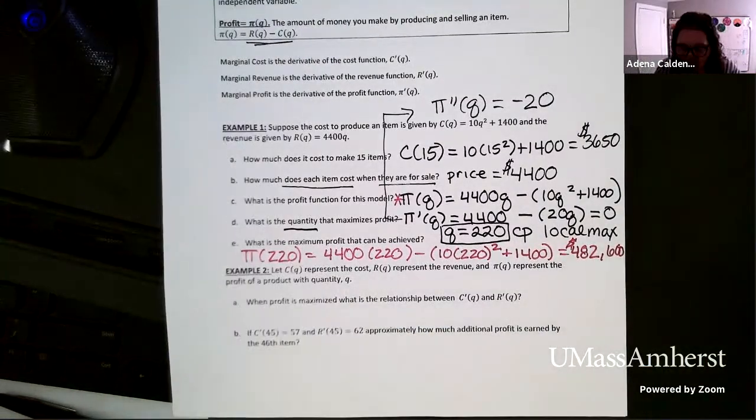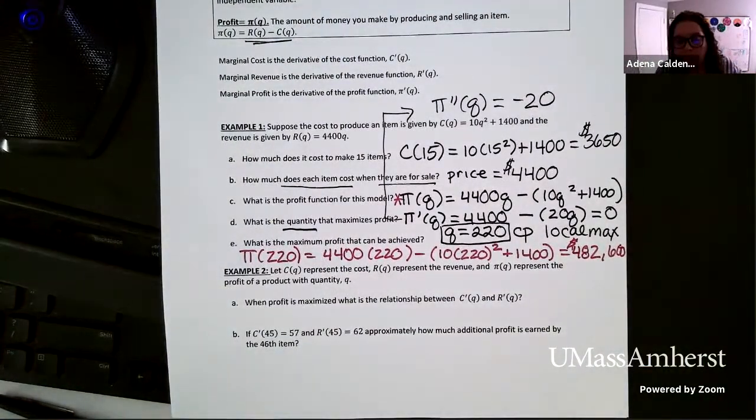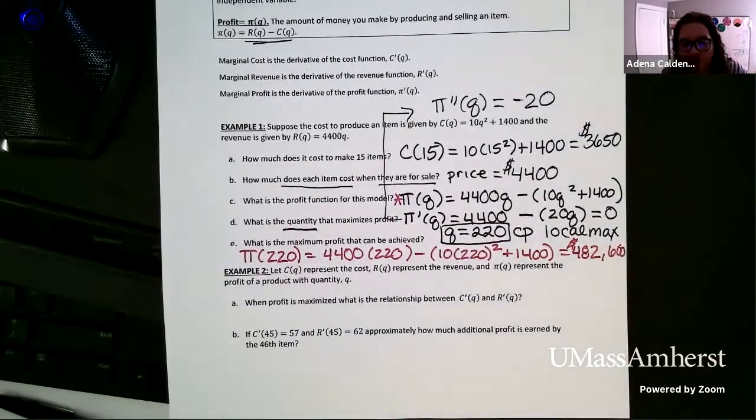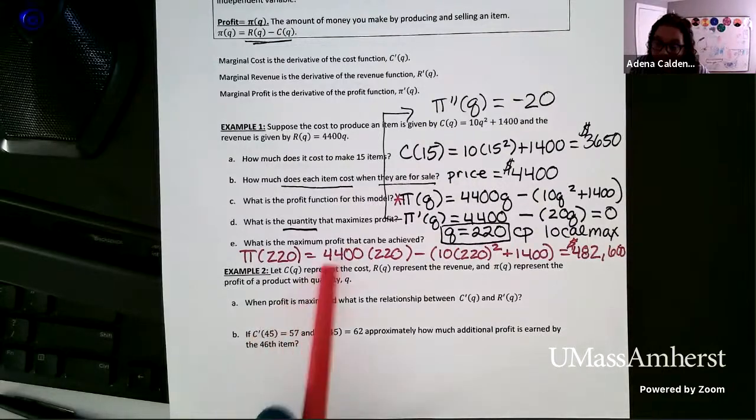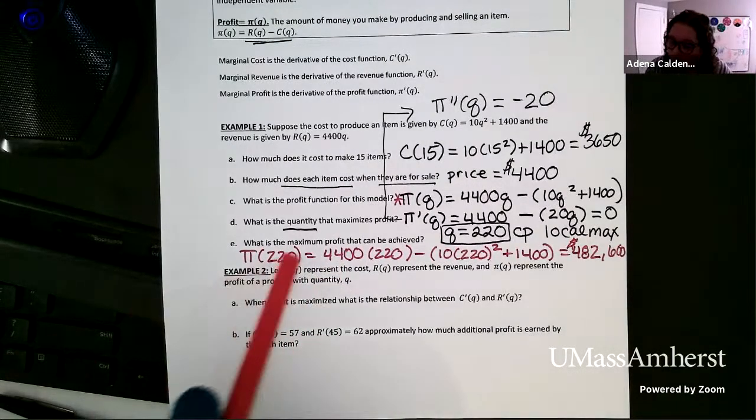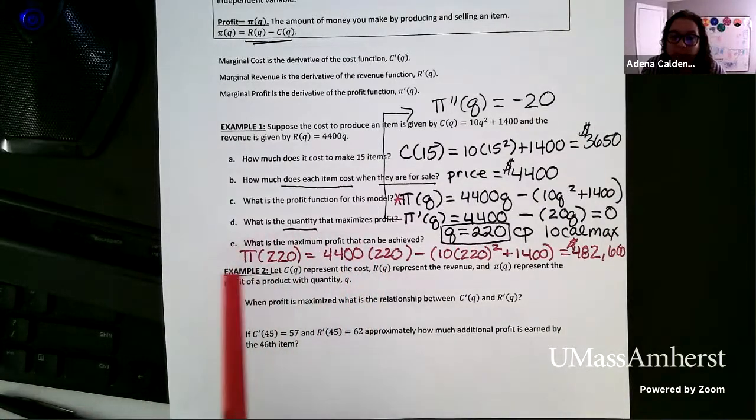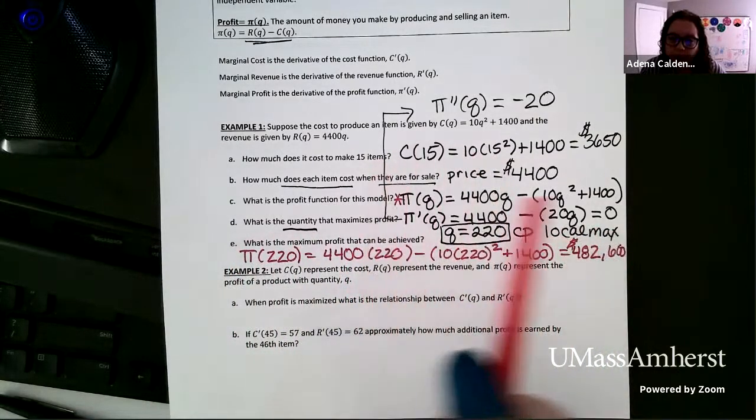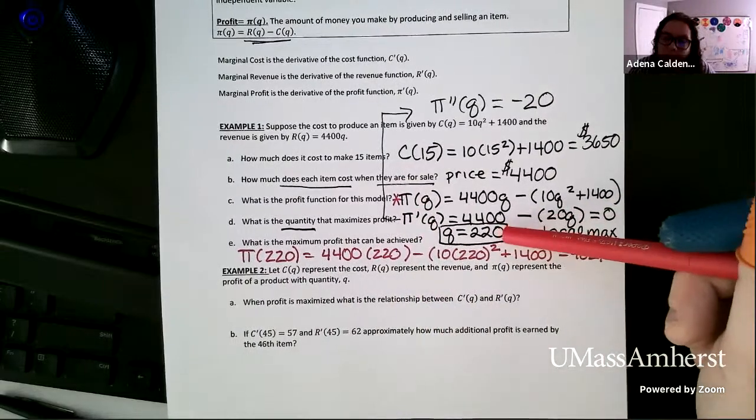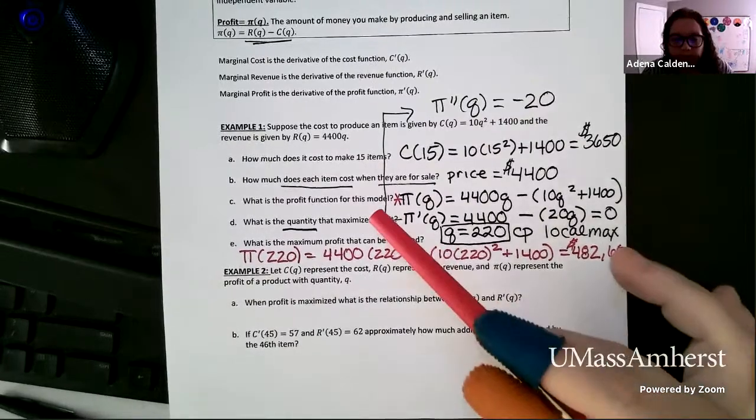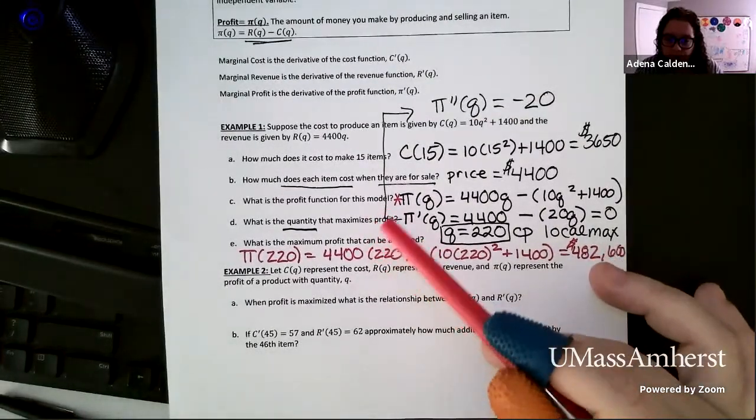So what I'm trying to emphasize here is that there's a difference between when we are asking what the quantity that maximizes profit is and what the actual maximum profit is. The quantity is the Q value, whereas the maximum profit is the actual amount from the profit function when you plug in the quantity that maximizes it. So pay special attention to the wording between these two.